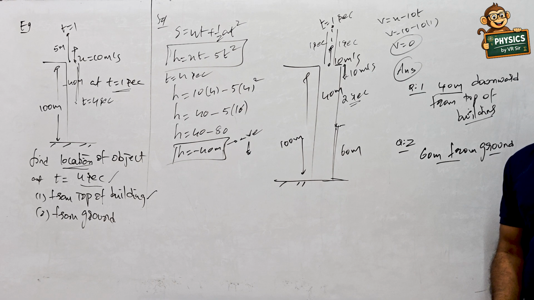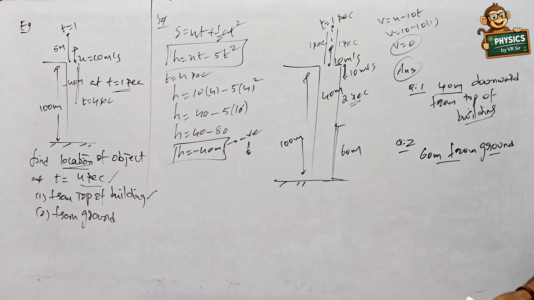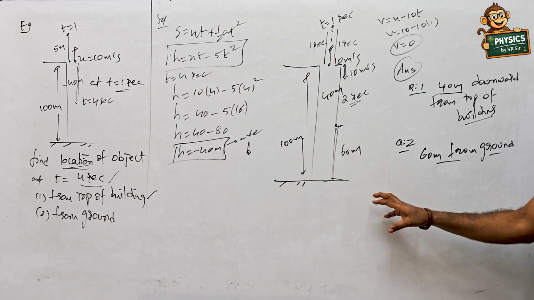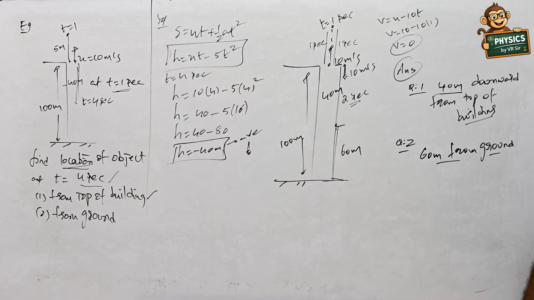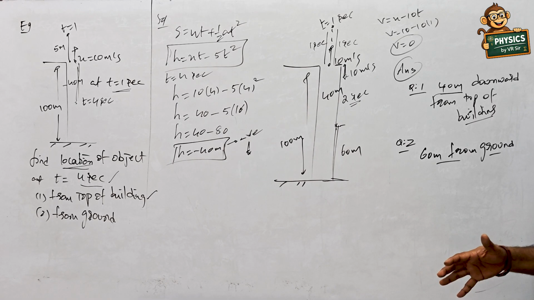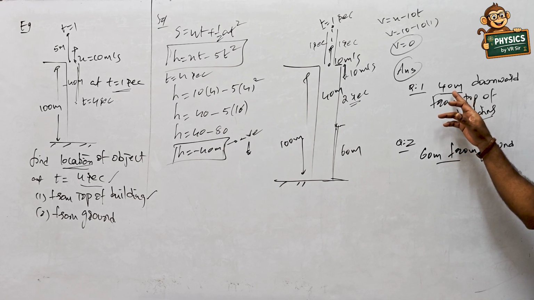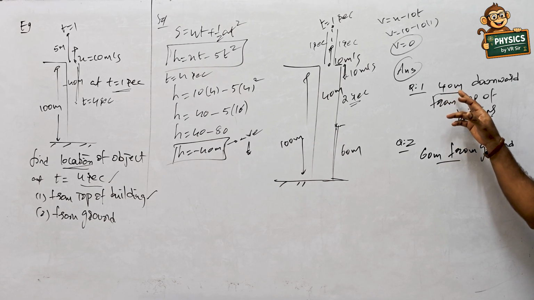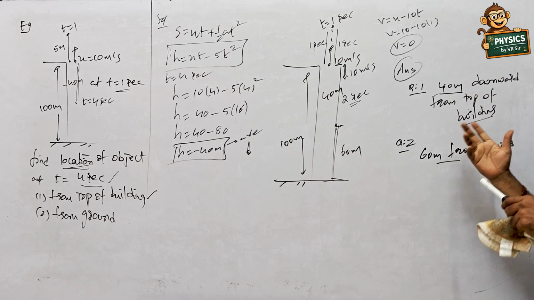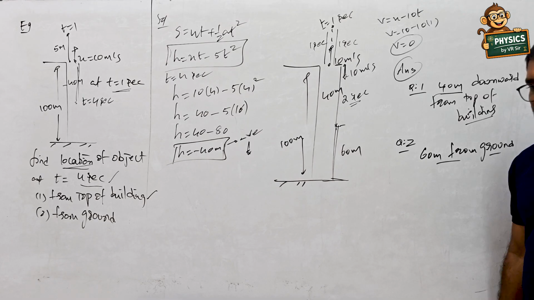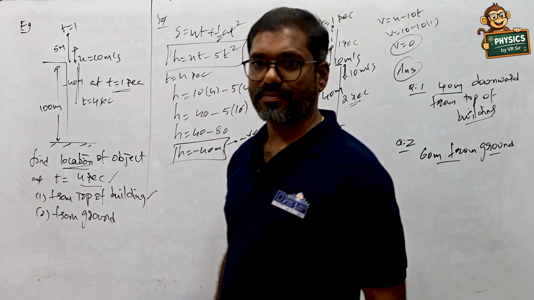Which question they are asking, you should be careful about, and then you have to give the answer. Because we are attending a competitive exam which has multiple options, especially in multiple right answer cases, they can give the options 40 meters downward from the top of the building and 60 meters from the ground. So both are right answers only, so you have to select both the options. Yeah, thank you.